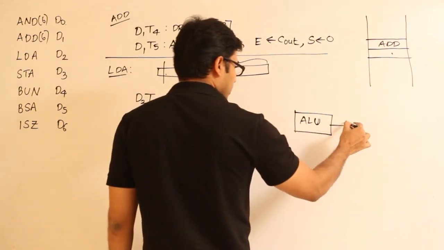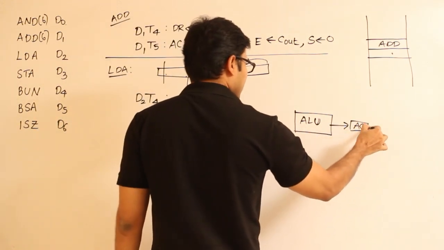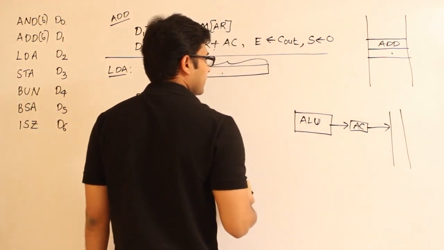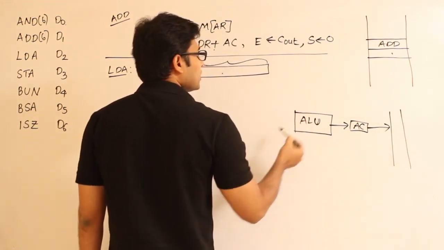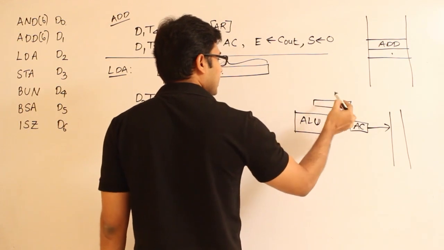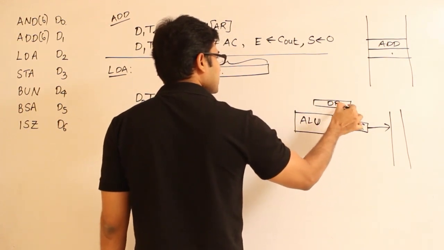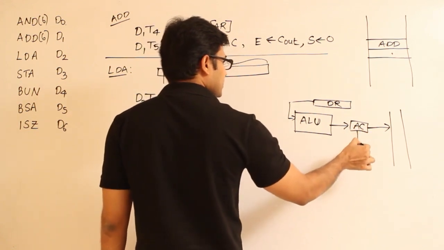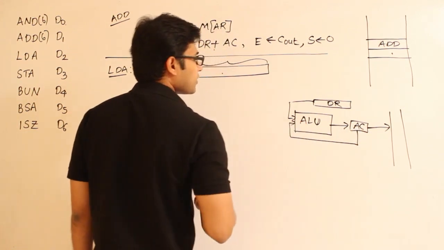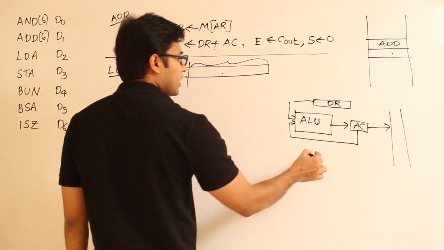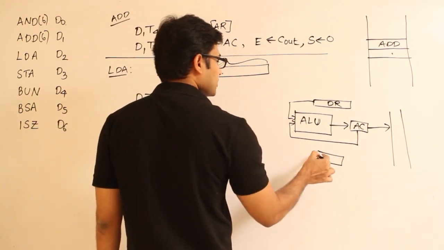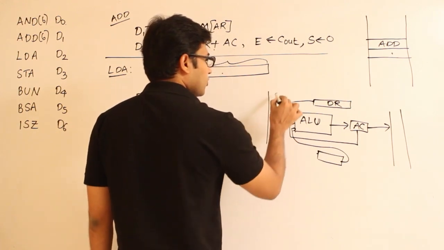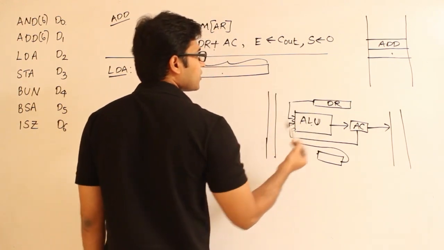It is connected to the accumulator, and the accumulator is connected to the bus, isn't it? And to the ALU there is the data register. So the data register is connected to the ALU, as well as the accumulator is connected to the ALU, right? And one more register which is connected to the ALU is the input register. Got it? So the bus is not directly connected to the ALU.